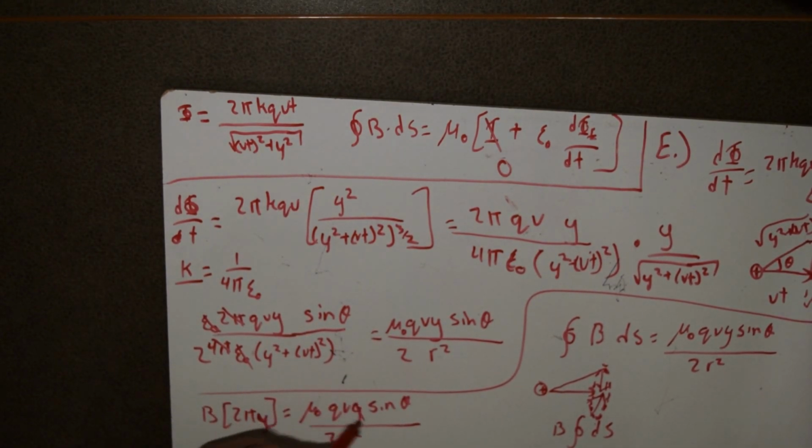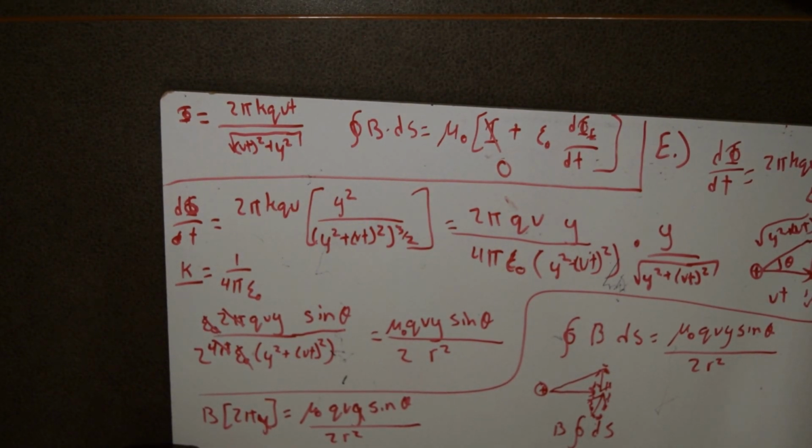If we let the y's cancel out, which is good because that means that it doesn't matter the size of the Amperian loop that we are choosing. So the y's cancel out, and we'll divide both sides by 2 pi, and we're left with the magnetic field equals mu naught qv sine theta over 2 pi times 2r squared, which gives us 4 pi r squared, which is the same answer that we got via Biot-Savart's law in part A, which is good. So check.